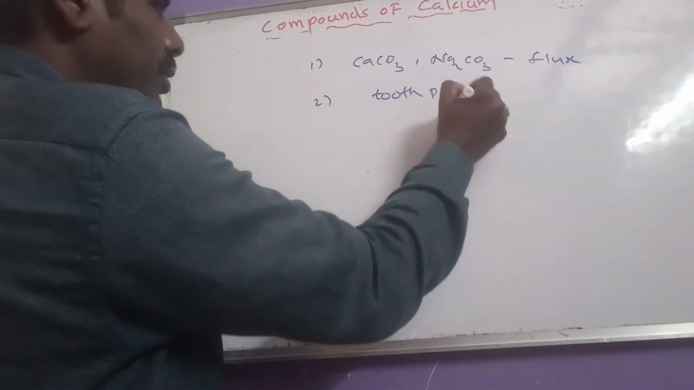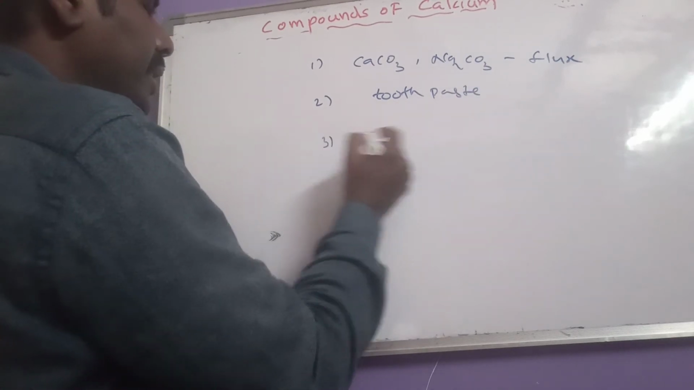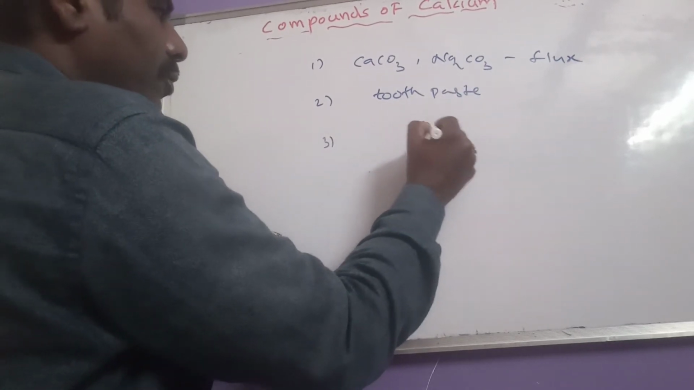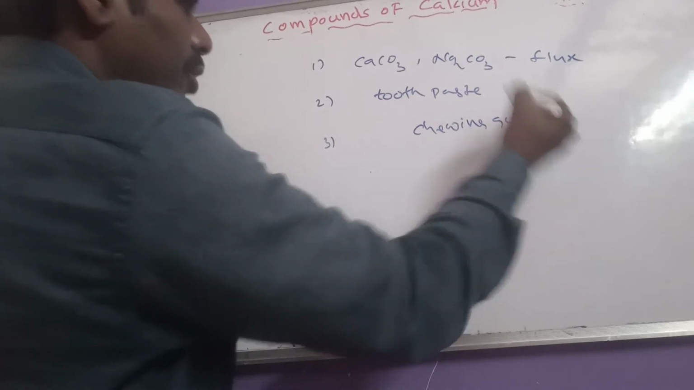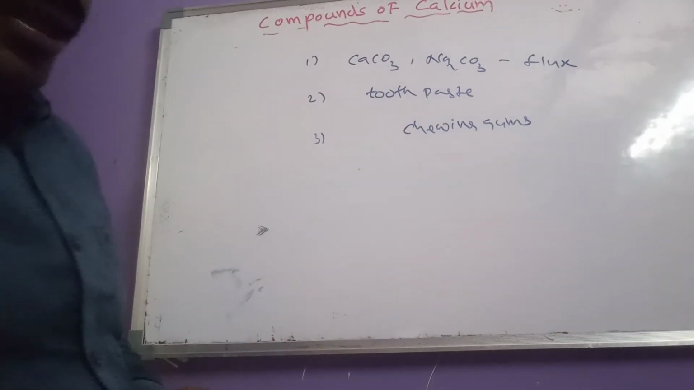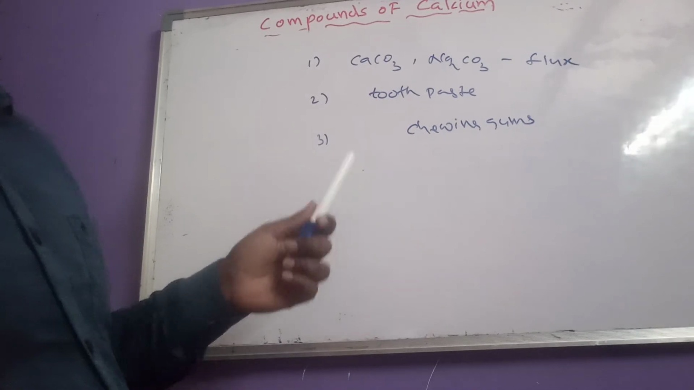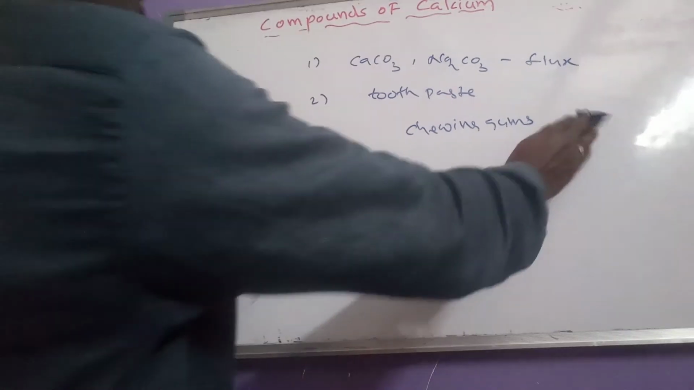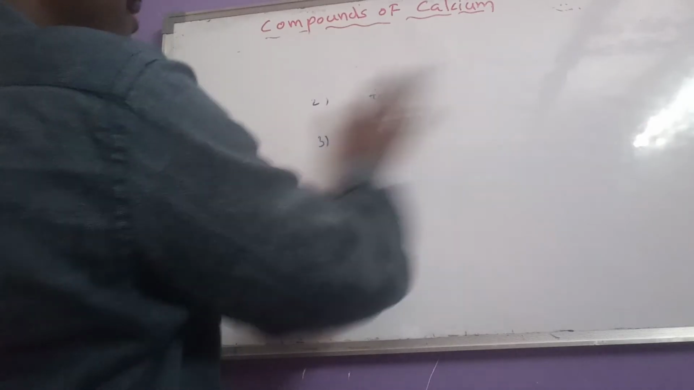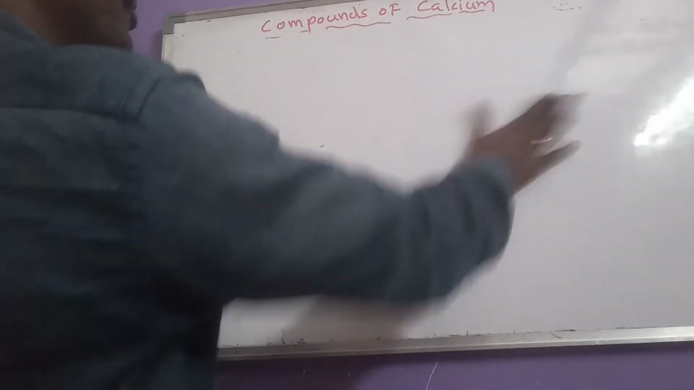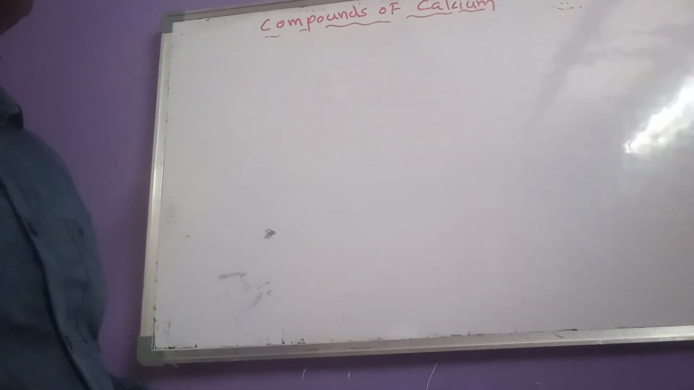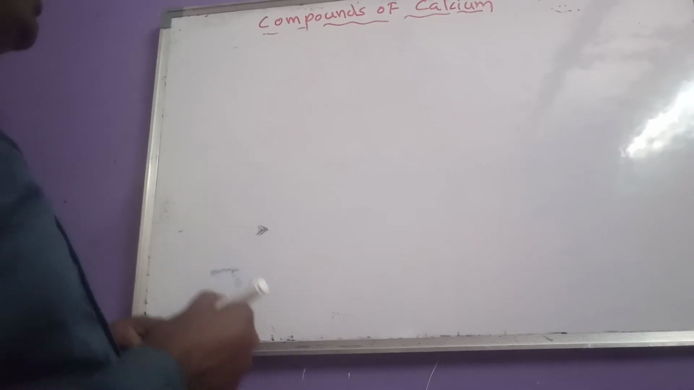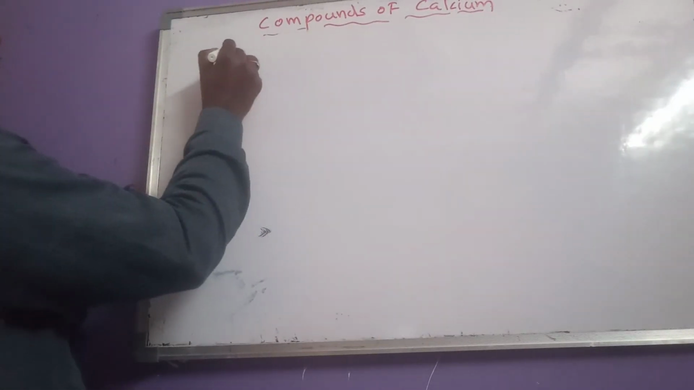It is also used in the preparation of toothpaste as a constituent. Chewing gums also contain limestone as one constituent compound. These are the uses of limestone, CaCO3. Another important compound of calcium is here.